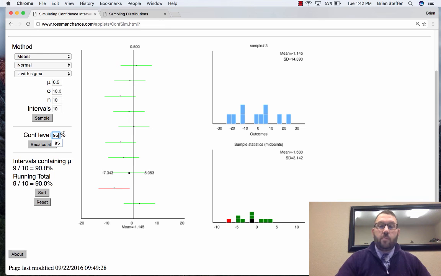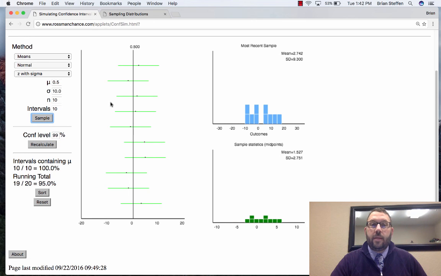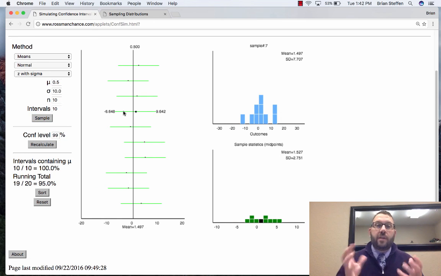What happens if I want to be more confident? If I want to be more confident, what will happen to that interval? What do you think? Look at that. They got wider. Just think of it like a fishing net. If I want to be more confident in catching a fish, I use a bigger net. So I'm going to recalculate that down to 95.